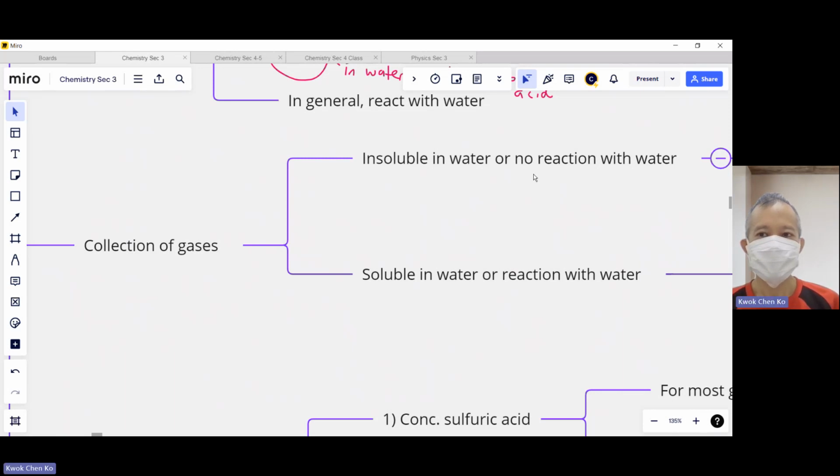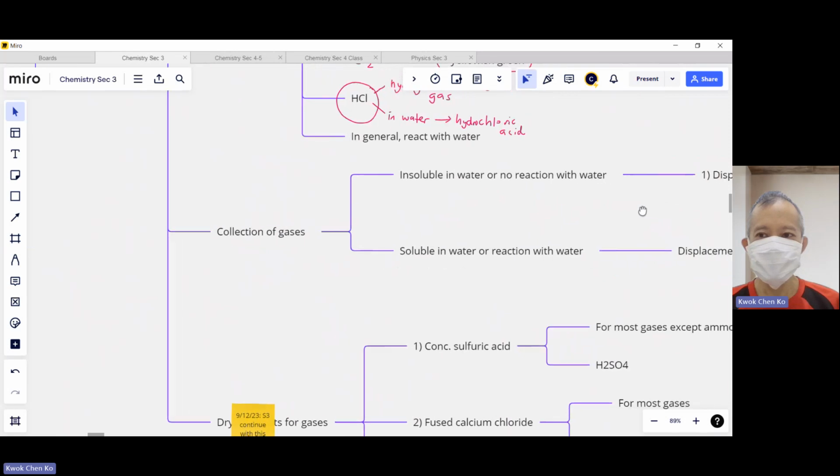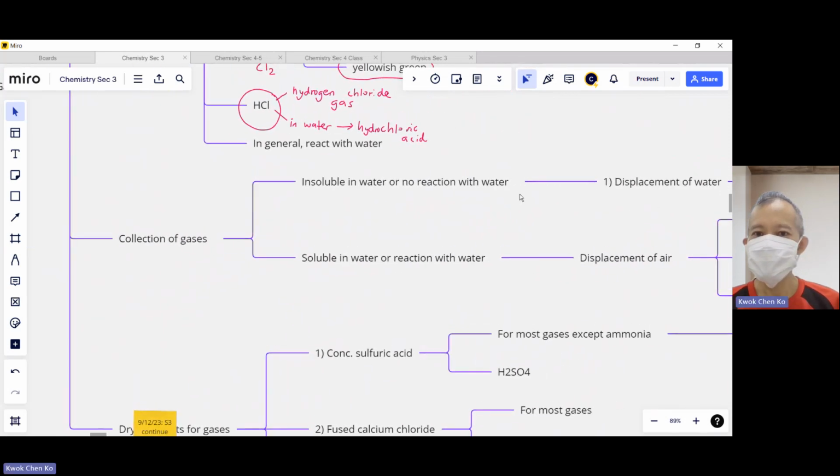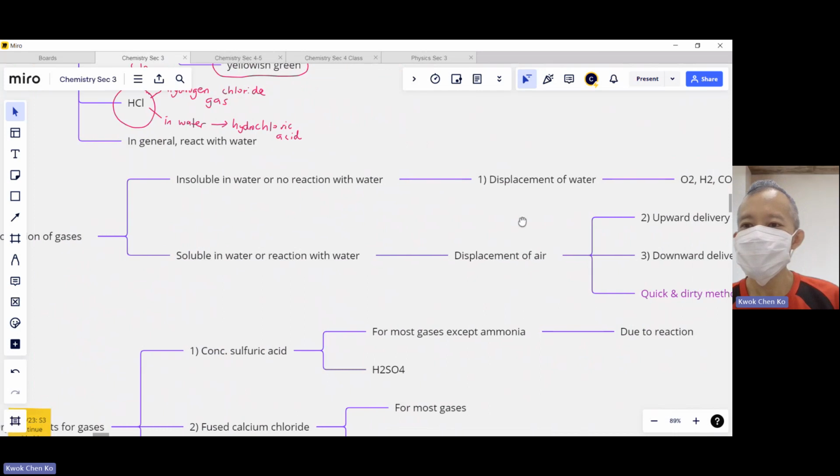They're all different methods, right? X plus Y plus Z. As long as they're different methods, you can put them in separate numbers, but if they are the same, they'll be plus another X. But in this case, no, it's fine. So that's the first question to ask. If there's no reaction with water, then you use this method, displacement of water. Whereas if there's a reaction, then you use displacement of air. But that's not the end.